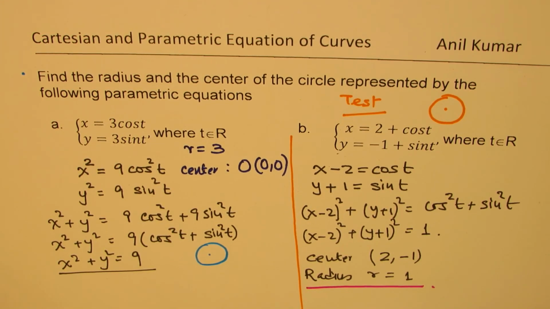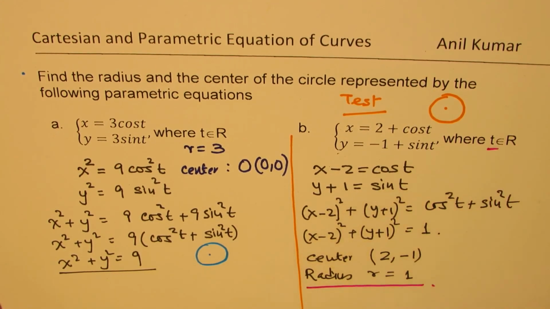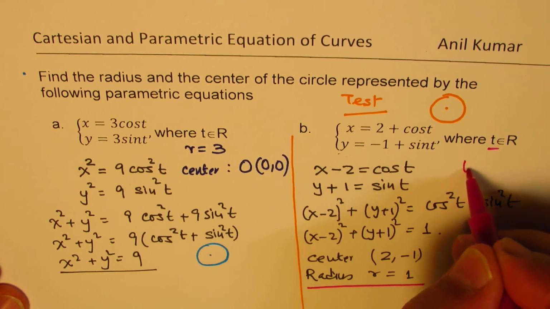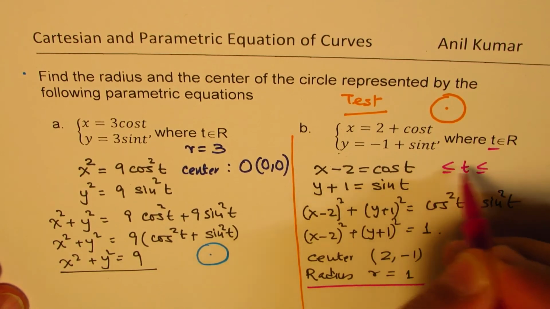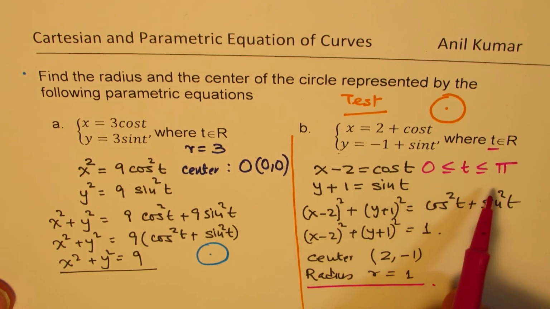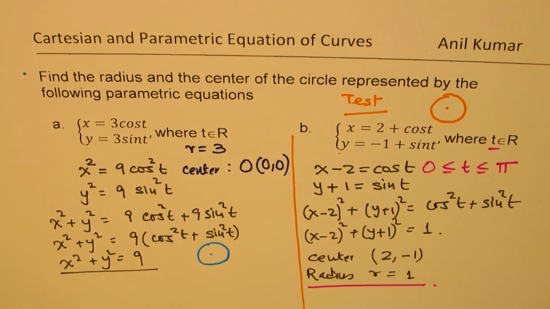And remember that this parameter t could have any values. It could be natural numbers, integers. It could have a restriction. I could tell you that t is between some values, right? It is between, let's say, 0 and pi, right? In that case, it will represent a semicircle, for example. Perfect. So giving different values of t can give you different kinds of curves also. I hope that makes sense.